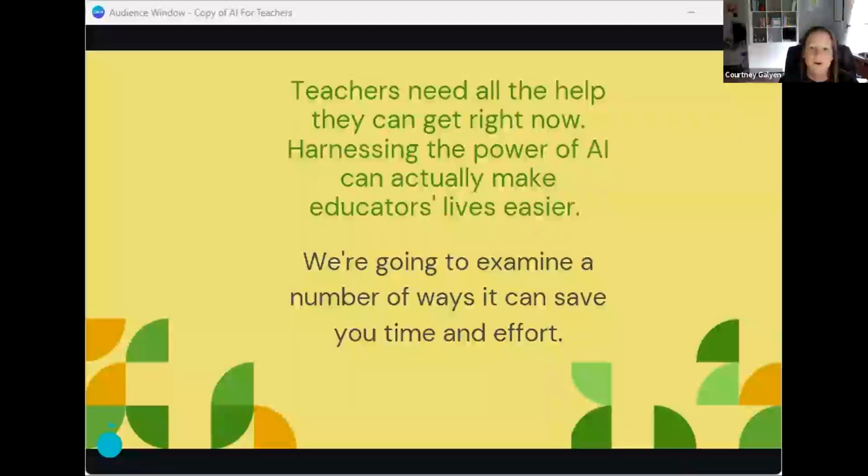So teachers need all the help they can get right now. Harnessing the power of AI can and will make our lives easier. So we're going to examine a number of different ways now that it can save you that precious time and effort.